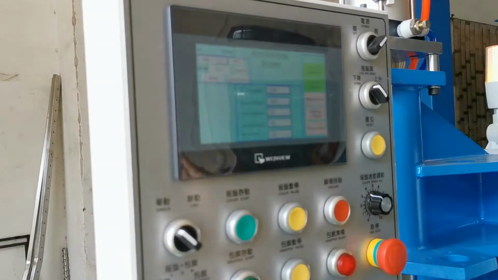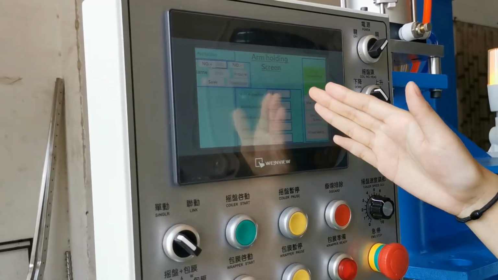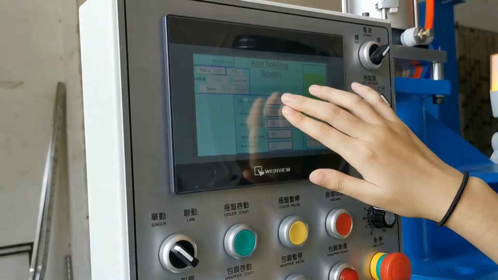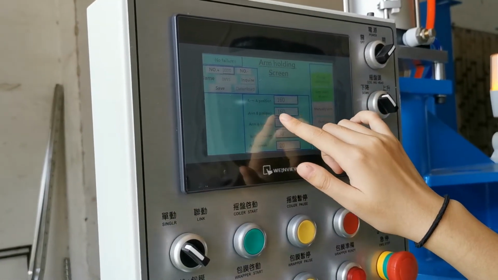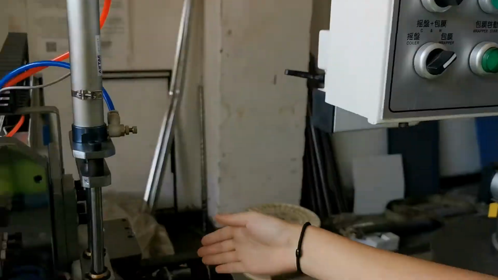Let's see the values in the middle of the screen. We can see the first two values. They mean the arm A and arm B position. This is arm A and this is arm B.